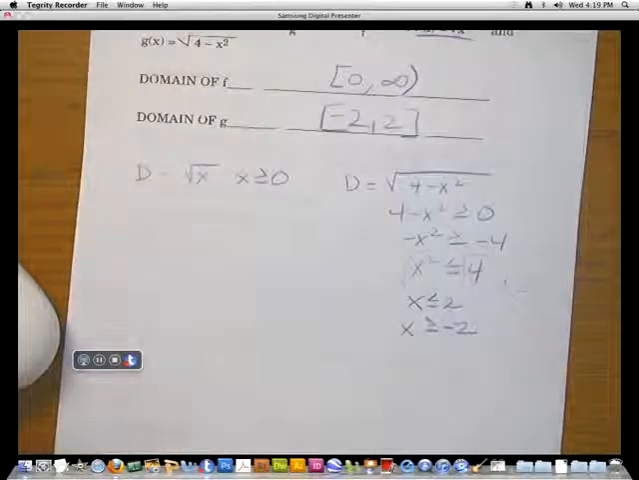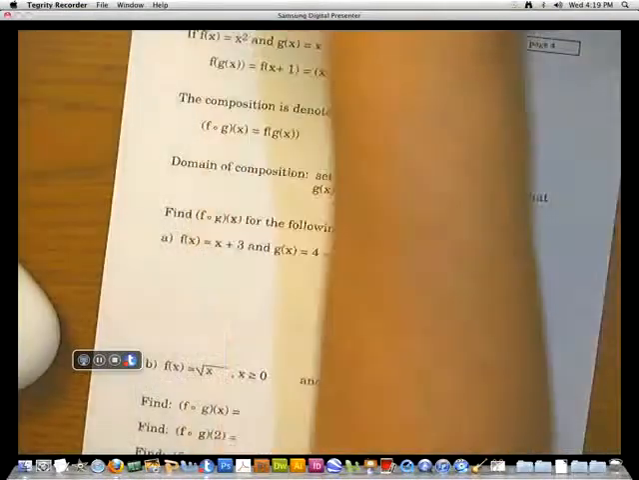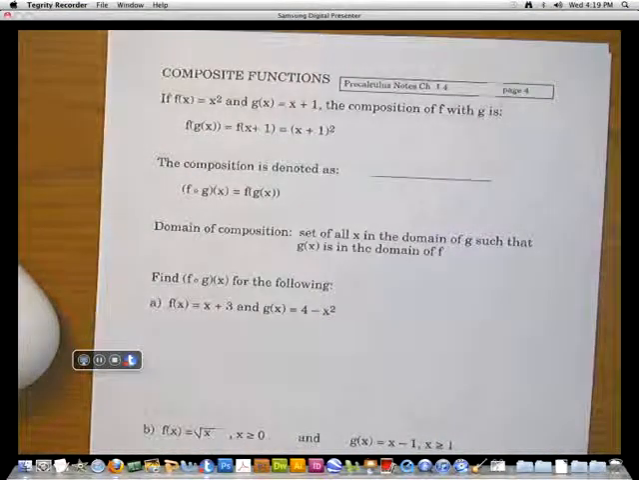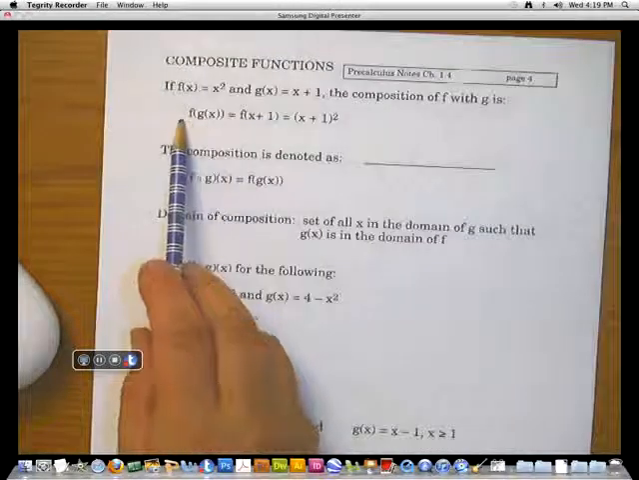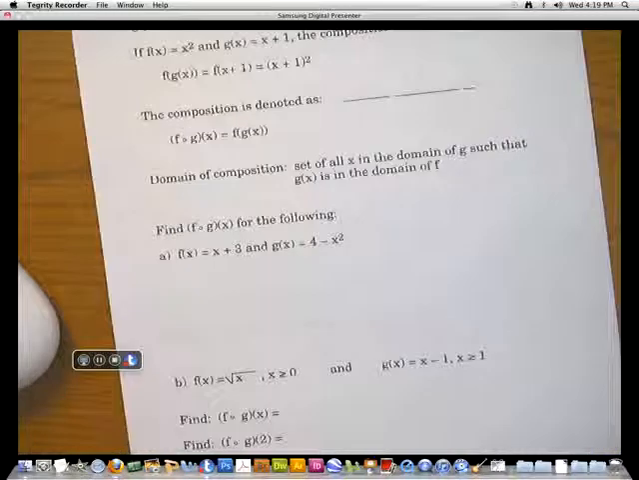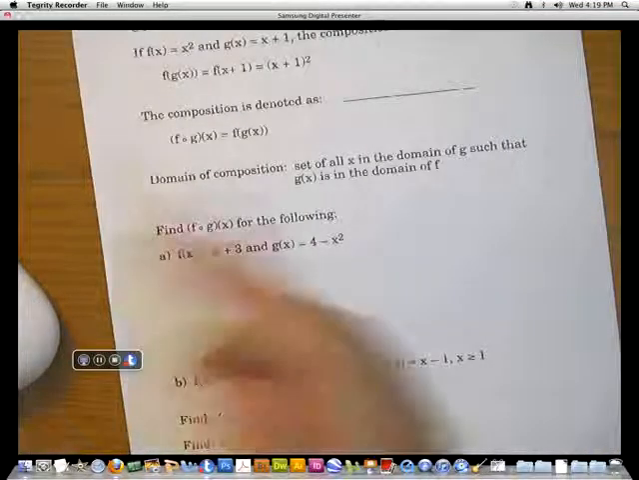That's how you're going to find the domain of a quotient there. Page 4, composites. Notice the look of them is different. Here we have a function of a function, and what that means is we are substituting one function into the other.